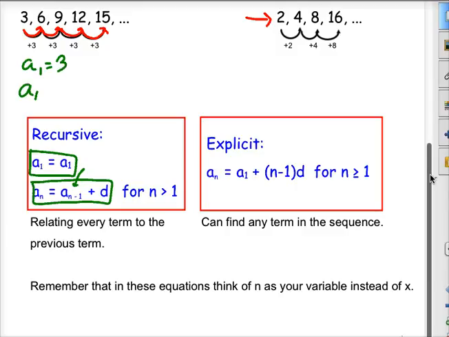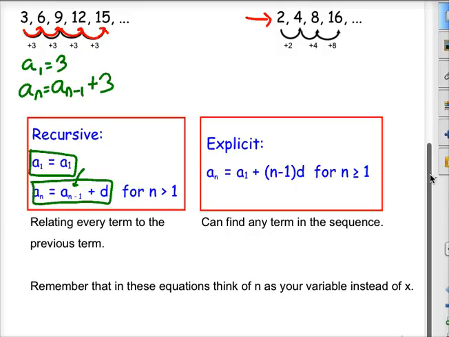and what am I doing to every term? Well, I'm taking the previous term and I'm adding 3 to it. So the recursive formula is as simple as that. All you have to do is label your first term and then what's happening from there. What are you adding to get to your next term?